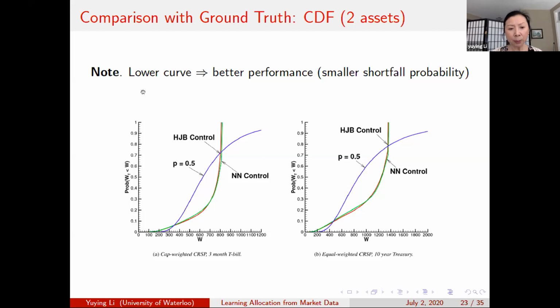Okay, so the left plot is for cap-weighted to asset allocation. The right plot is similar, except it's for equal weighted and 10-year treasury to asset allocation. So the picture is roughly, it's qualitatively similar. Okay. All right, so that's essentially the comparison in the two asset case against the grounded truth and constant proportion strategy in different perspective of a few statistics and the entire CDF.